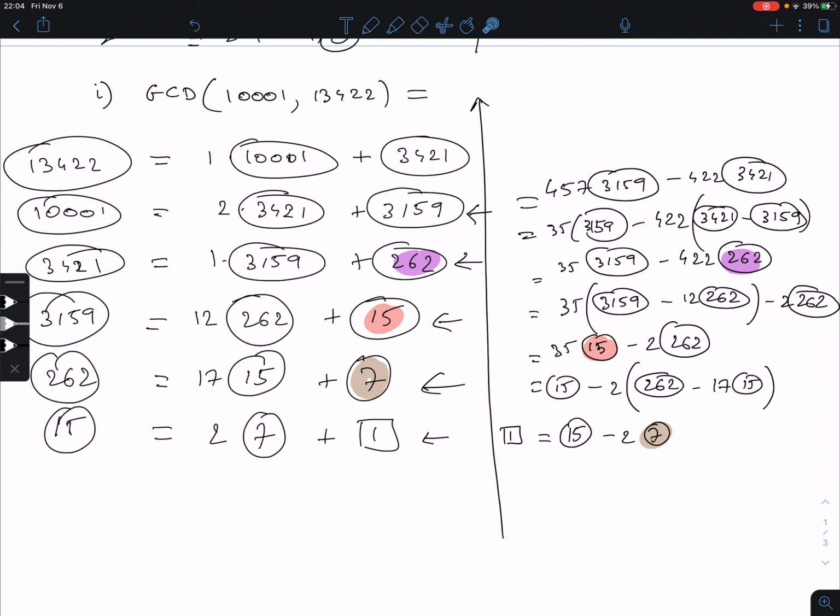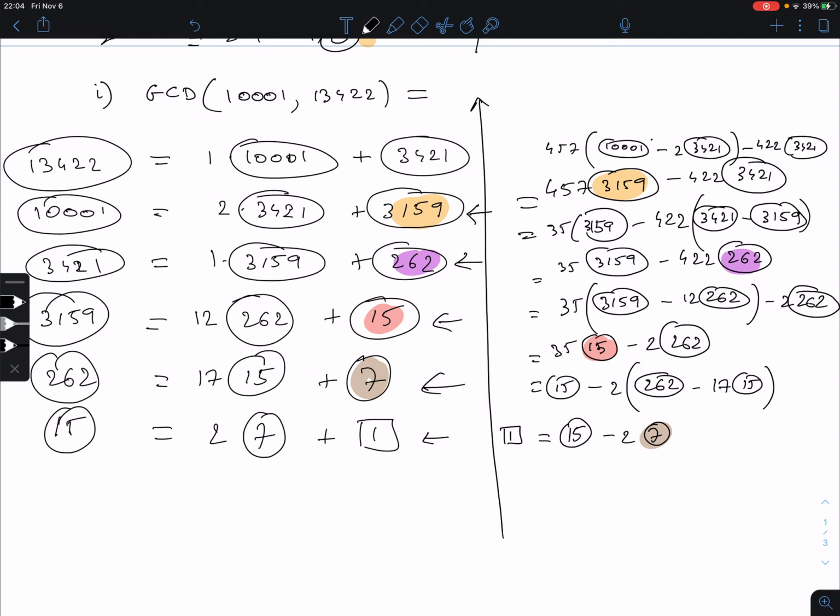Okay, so where were we? I'm going to use this one. I'll do the coloring so that you see exactly. So this one is this one. Okay, so it's 400, it's 457 times 10,001 circled, minus 2 times 3421 circled, minus 422 times 3421 circled.